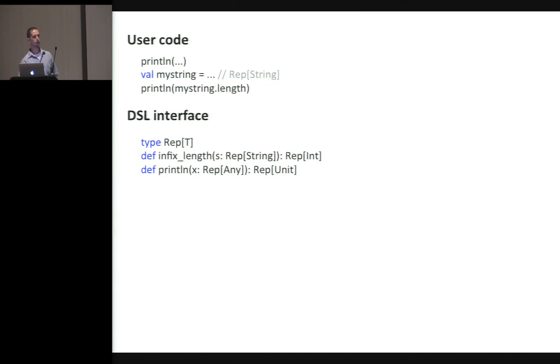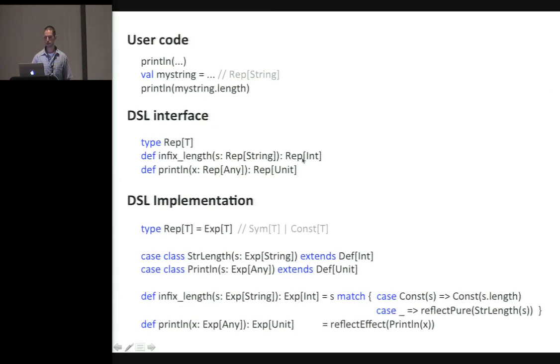We have a DSL interface. This is like a shallow embedding or a tagless final embedding. We have an abstract type constructor Rep of T, and then we have methods, in this case infix length, which is the length operation here, and we have println, which takes a Rep of Any and returns a Rep of Unit. Length takes a Rep of String and returns a Rep of Int. This is just the interface.